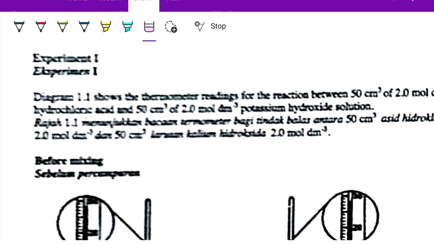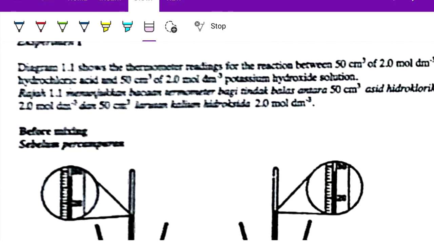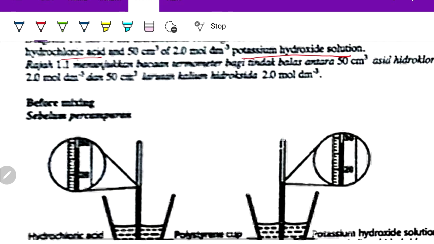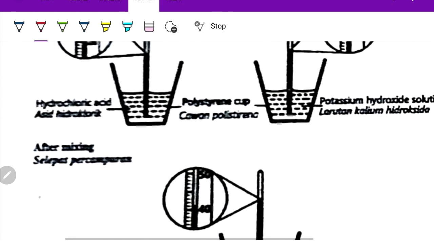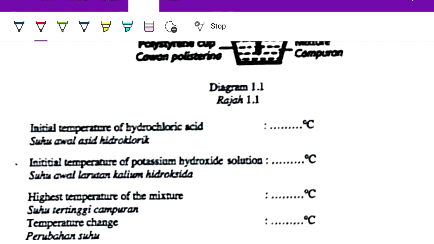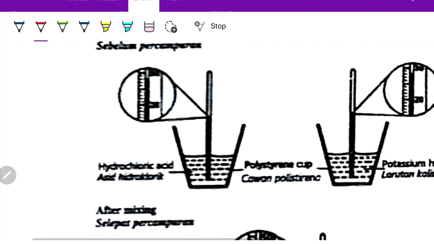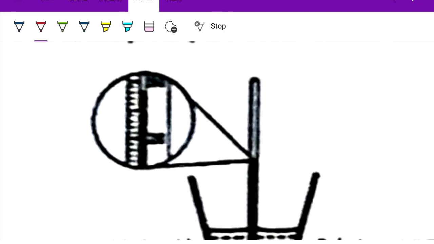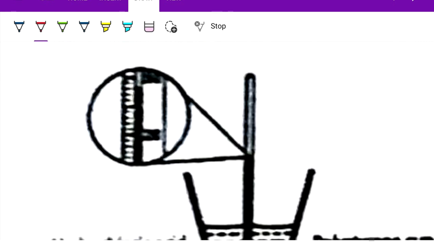Next we look at experiment 1. Diagram 1.1 shows the thermometer reading for the reaction between the acid and the potassium hydroxide, before mixing and after mixing. Here is given the space to record the initial temperature, the highest temperature and the temperature change. Now we look into the diagrams. Actually, the diagram is not very clear. Here this one is a thermometer.